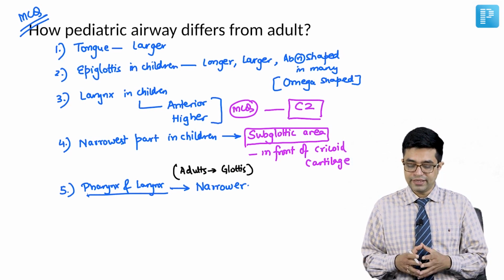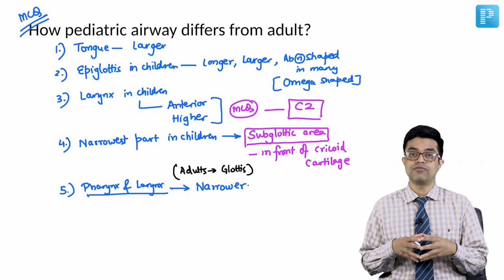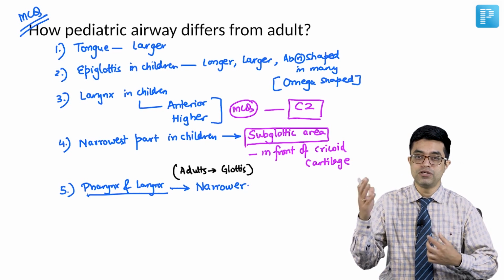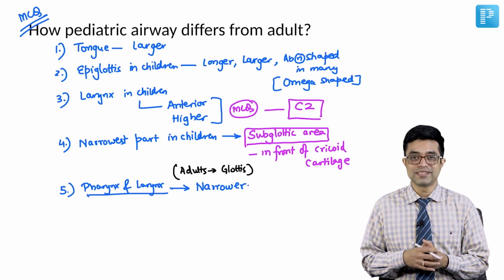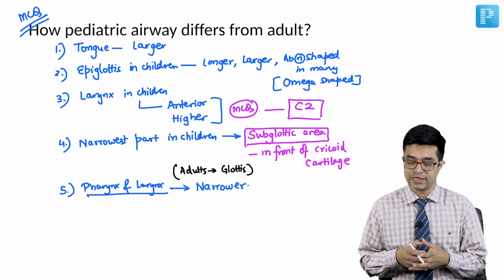So these are the areas in which the pediatric airway differs from that of an adult. I could have shown you tables. There are tables with 10, 15, 20 points, but that will make no sense. These are the important points which you need to know for your exam.